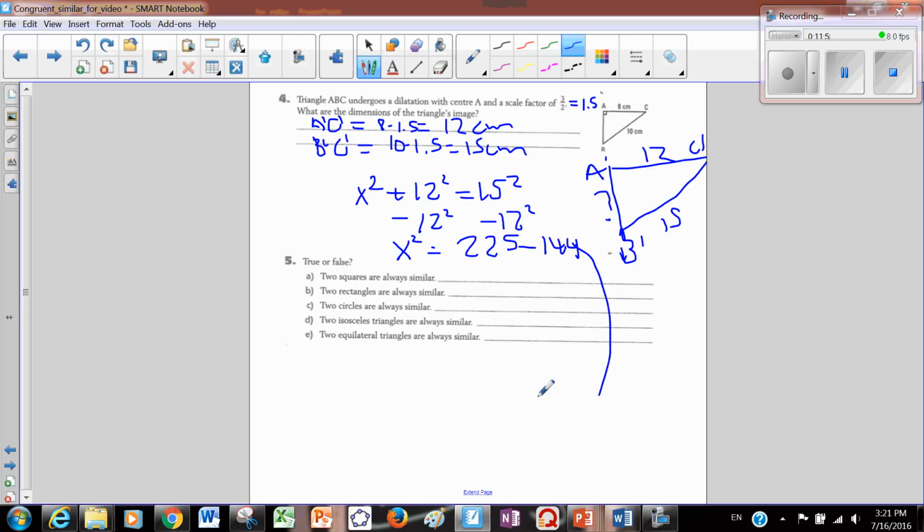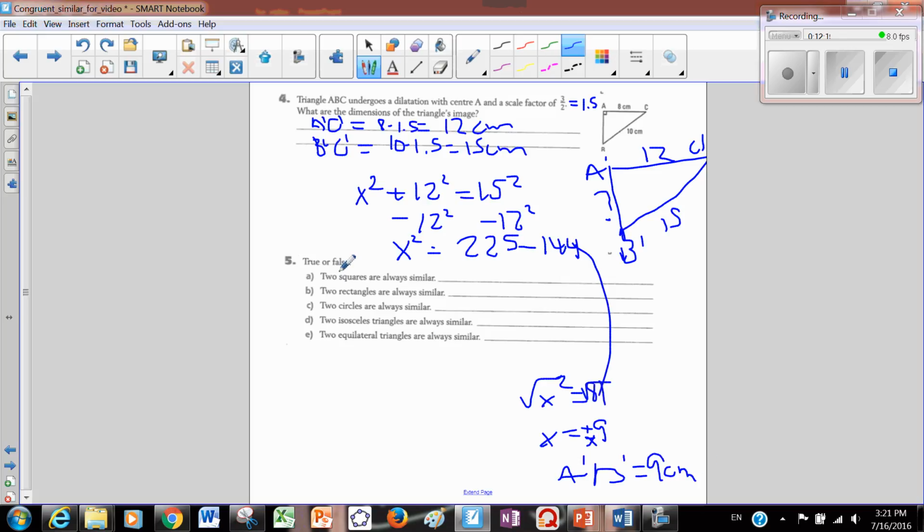Sorry, I'm just going to continue here. So I have x squared is equal to 81. Square root on both sides. X is equal to, it would be plus or minus 9, but the minus is not possible because it's a side, right? So the side A prime, B prime is equal to 9 centimeters.